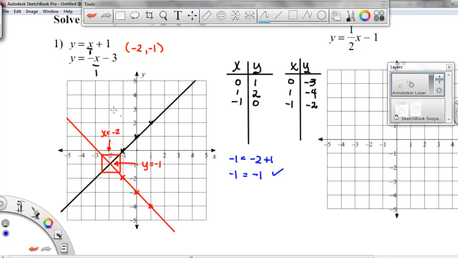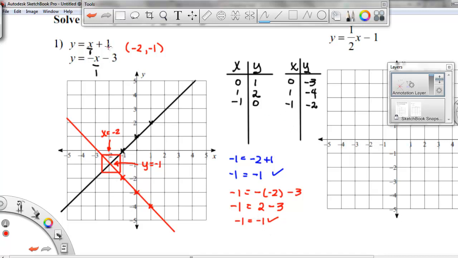Now let's check the second equation. Again, I will use the points negative 2 and negative 1. Negative 1 is the y, so I have negative 1 equals a negative 2 minus 3. So negative 1 and negative 2 becomes a positive 2. A positive 2 minus 3 is a negative 1. So that does check out.